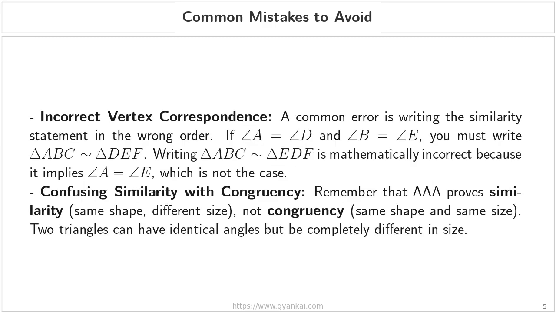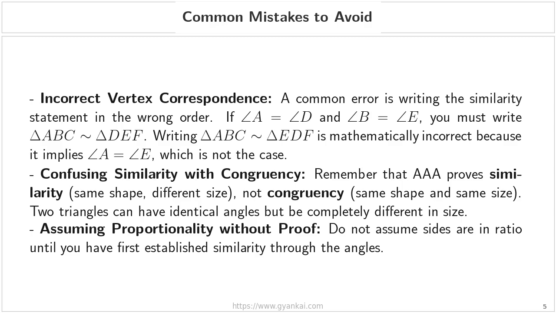Second, please be careful not to confuse similarity with congruency. In our previous lessons, we discussed congruency, where triangles are identical in both shape and size. However, the AAA criterion only proves similarity, which means the triangles have the same shape, but one could be much larger than the other. Remember, having identical angles tells us the shape is preserved, but it tells us nothing about the actual scale or size of the triangles.